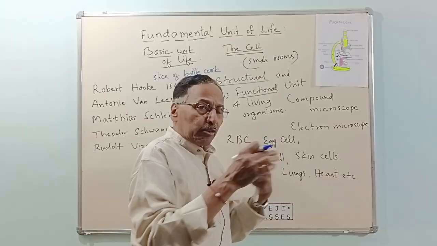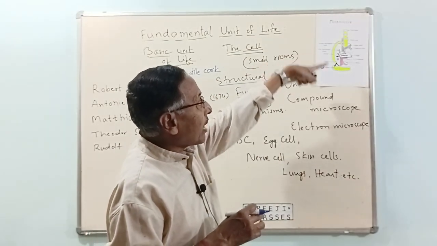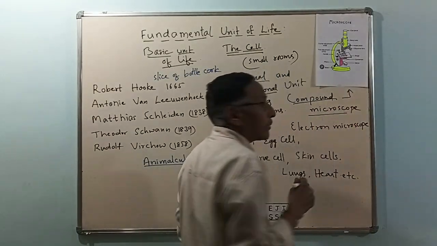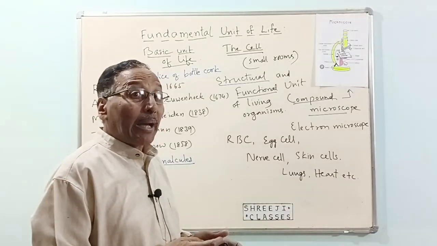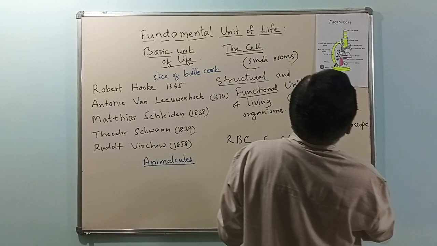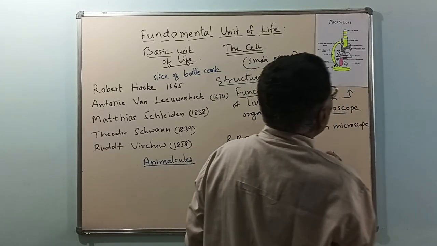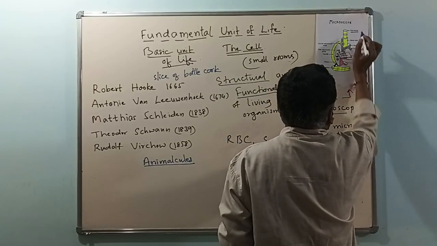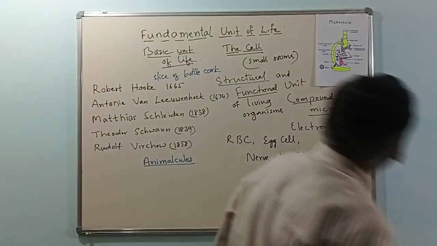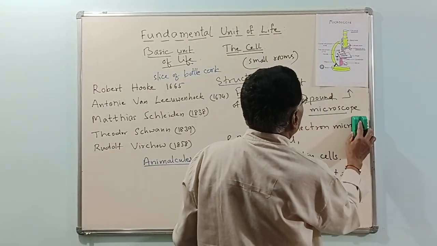The modified microscope that we see today consists of two lenses. This is called a compound microscope. What does this compound microscope do? It magnifies, it enlarges objects. There are two lenses. One lens is called the objective lens, and another one is called the eyepiece.